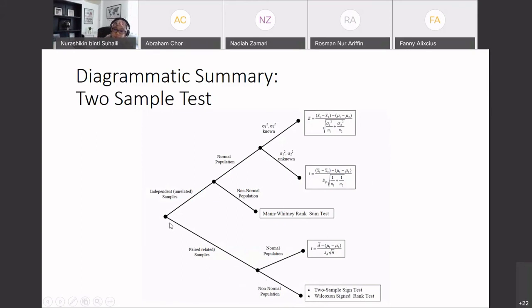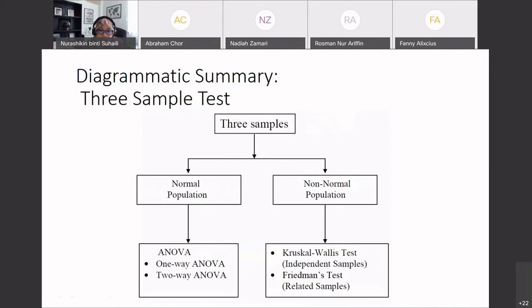And the types of two samples can be two types. The samples can be independent, meaning that the samples are not related to each other. This is what is meant by independent or unrelated samples. Or related samples, where the samples are related to each other. So those are the types when we deal with two data. And here you can also see the breakdown of normal population and non-normal population. Don't worry about this, this is just the summary.